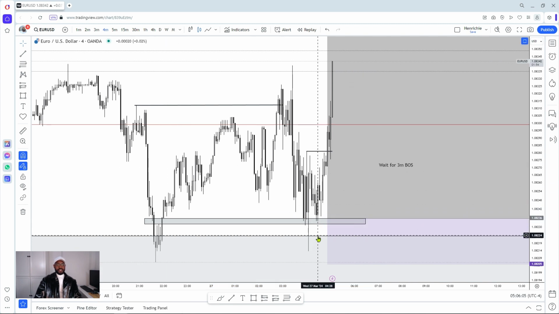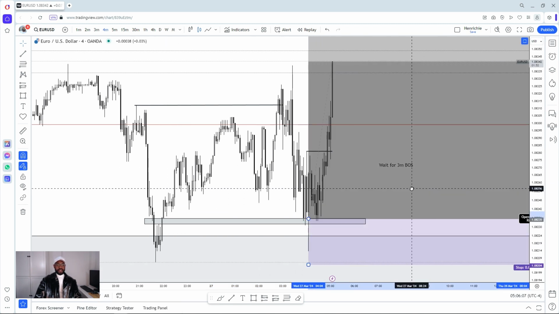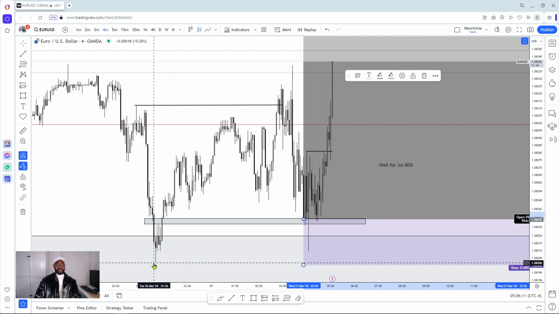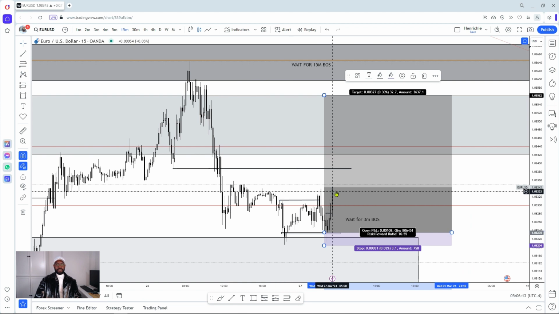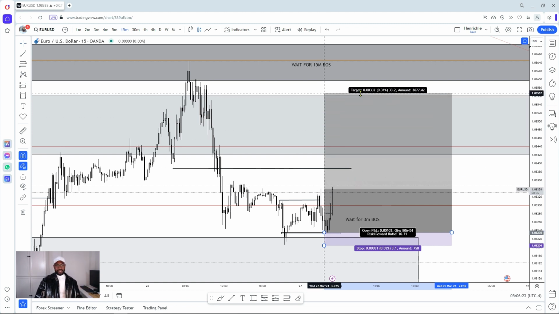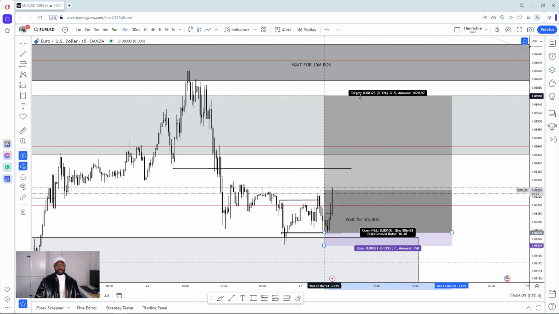This inefficiency would have acted as a beautiful area to get entry positions, with stop loss resting right here. So right now you would have been in a beautiful trade, this is literally a 1:10 risk to reward ratio, which is amazing. And as much as I don't really like taking this kind of trade, as you can see, my strategy actually works with it as well.